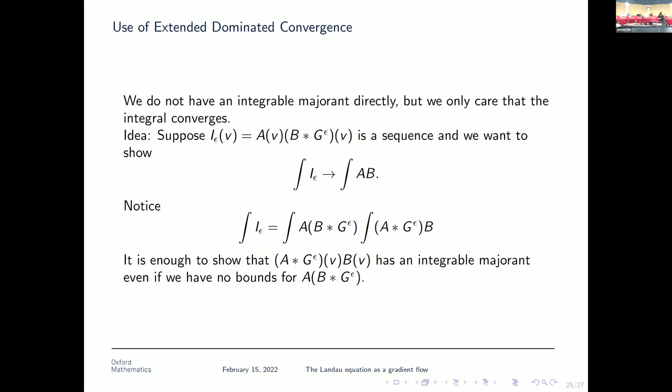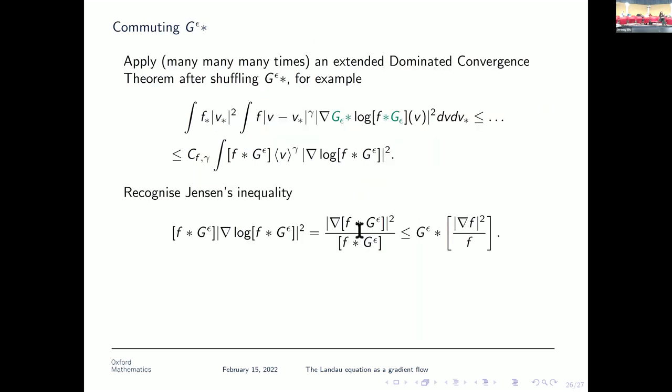The key realization here is that I don't care about integrable majorants. I don't need convergence in L1, I just need that the integral converges. So what I can say is that the integral of I epsilon, there is an equal sign missing, right where my cursor is, is equal to the integral of A times B convolved G epsilon, but that is equal to, using the duality of convolutions, A convolved with G epsilon times B. So now I don't need to look at majorants for A times B convolved G epsilon. I can look for majorants associated to A convolved G epsilon times B. So that was just one iteration. We had to iterate this a billion times to get what we wanted, but that was the key realization. So this was just technical stuff.